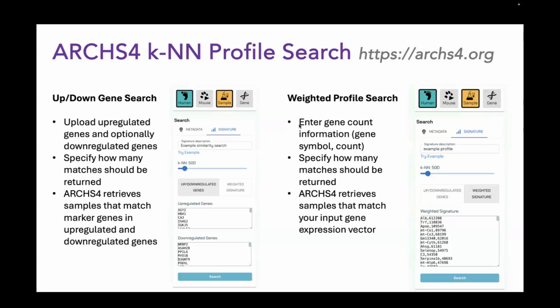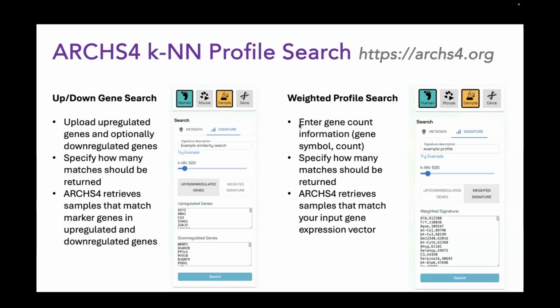And then also new, or improved, is this k-nearest neighbor search. We have two options. You can either search with upregulated genes and downregulated genes, and it will then try to find gene expression profiles where the genes are overexpressed or underexpressed relative to the other samples in ARCHS4. And it can do this more or less in real time.